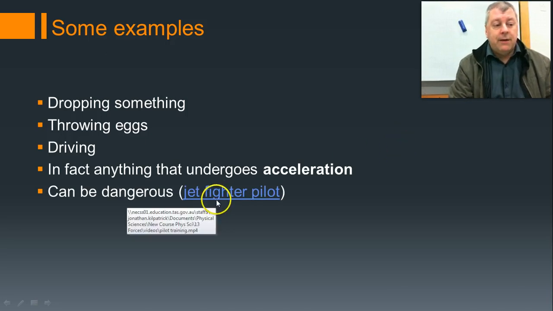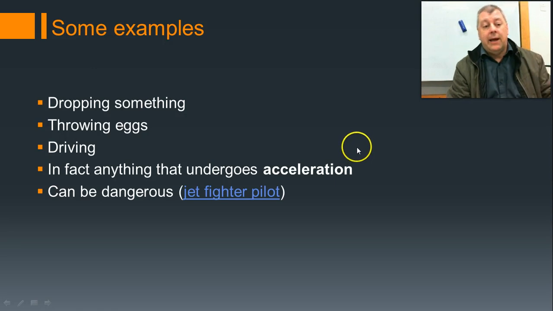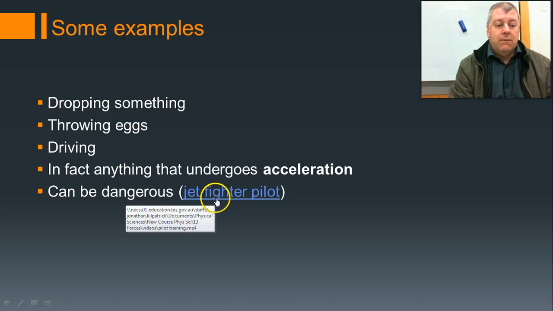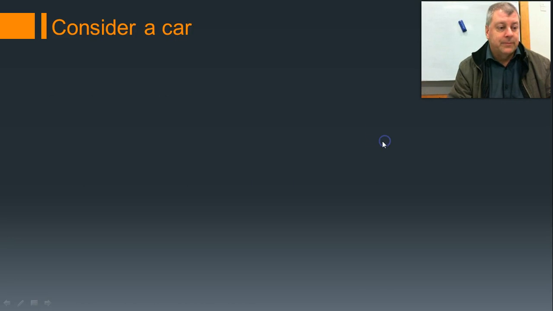Can be dangerous. So fighter pilots have to go through training, because in the jets they can experience decelerations and accelerations that are far too great for the human body, and it can cause them to black out. And on your OneNote there's going to be a video on pilot training that shows you what happens when they're put through tests in a machine called a centrifuge, which spins them round and simulates the forces that they would experience in a jet fighter.